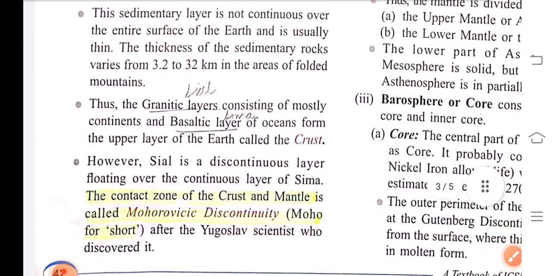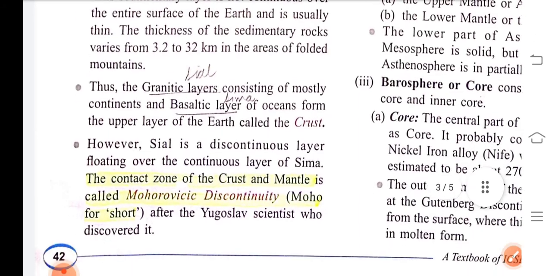Thus, the granitic layer, that is Sial, consists of most continents, and the basaltic layer, that is Sima, consists of oceans, and they form the upper layer called the crust. However, Sial is a discontinuous layer floating over the continuous layer of Sima. The contact zone of the crust and mantle is called Mohorovicic discontinuity, Moho for short. Moho discontinuity, you can say.